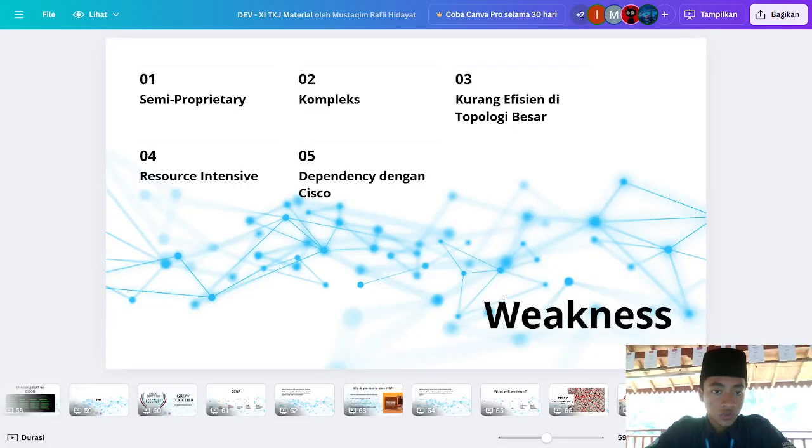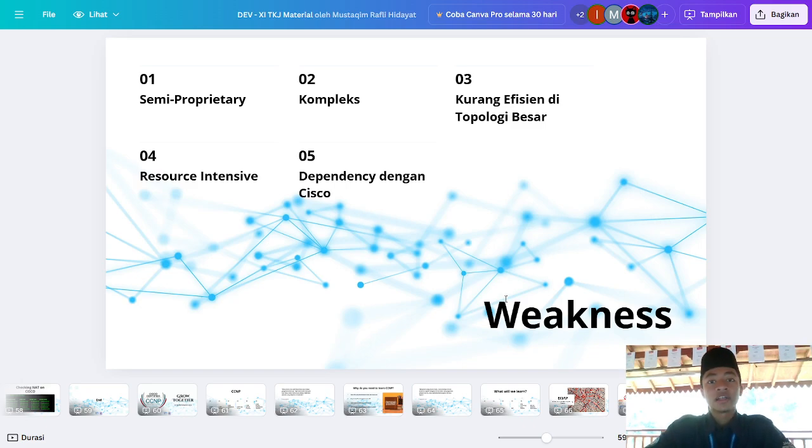If you want to use dynamic routing, then you have to understand when you will use it, what you use it for, and what its advantages and weaknesses are. One of the weaknesses of EIGRP is that it is semi-proprietary. As I explained, EIGRP was made by Cisco and could only be used on Cisco for the time being. But now it is semi-proprietary with the standardization of the IETF. So not all routers can use EIGRP.